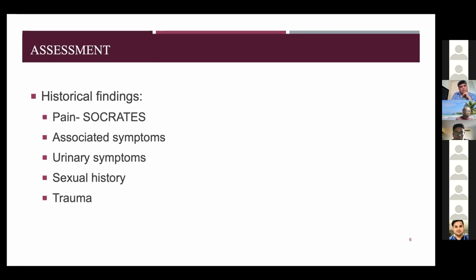History of associated symptoms should also be taken. Associated symptoms could be fever, nausea, vomiting, any abdominal pains, any urinary symptoms. Mainly in adults of 18 to 35 years of age, sexual history is always very important because there are so many sexually transmitted organisms that can cause testicular pain and swelling. And a history of trauma should also be asked to the patient.